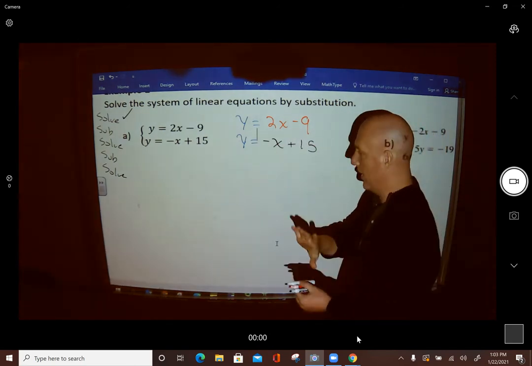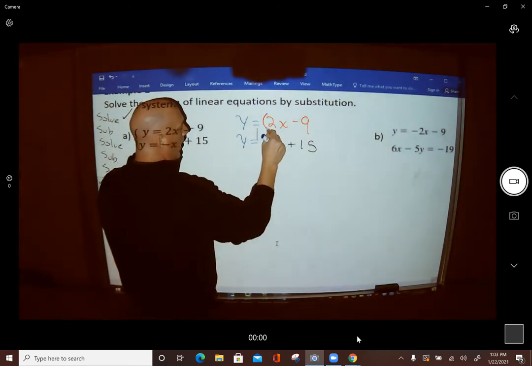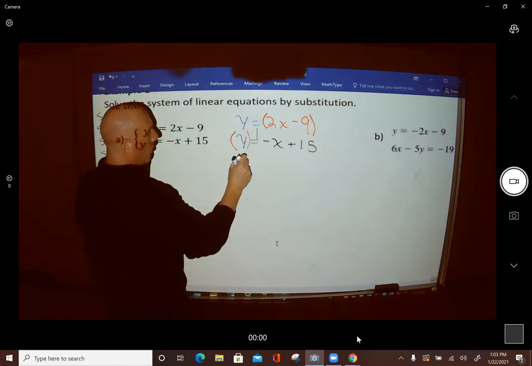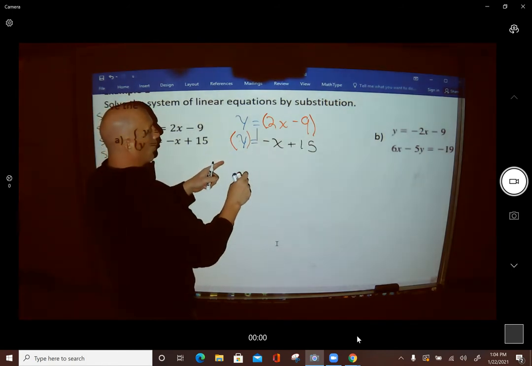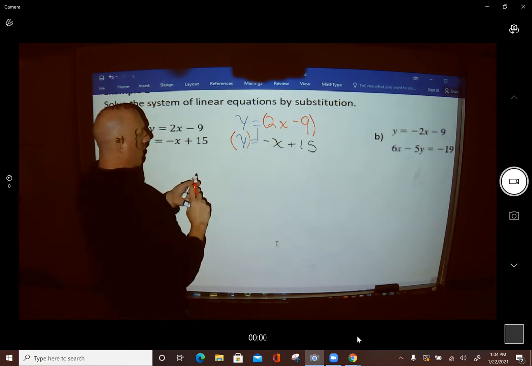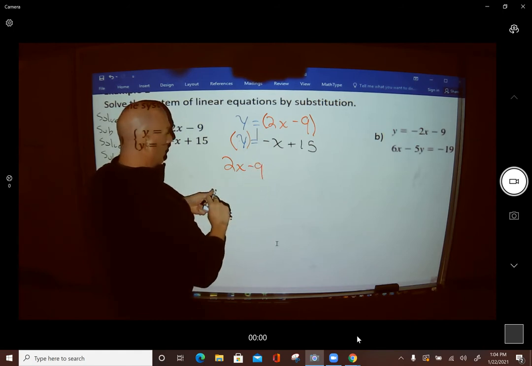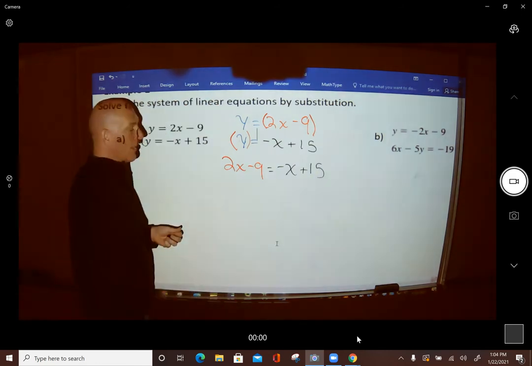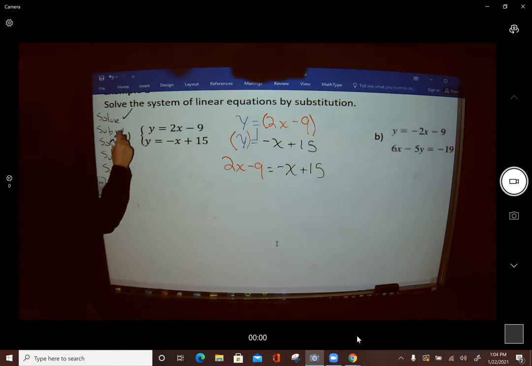Now, that won't always be the case, so what I want you to focus on is me substituting. This red value for what y is going to be substituted wherever I saw y in the other line. So this was y. I'm going to substitute that y with the value that I know it's equal to. So now I can simply say 2x minus 9 is equal to negative x plus 15. I simply substituted this into the value for y. That is my first sub.